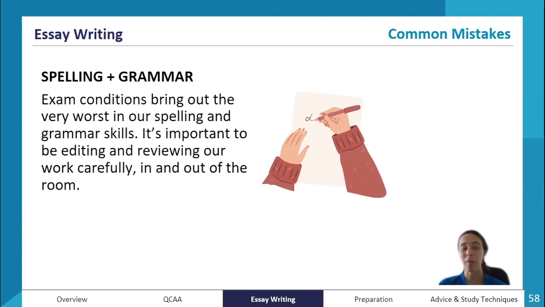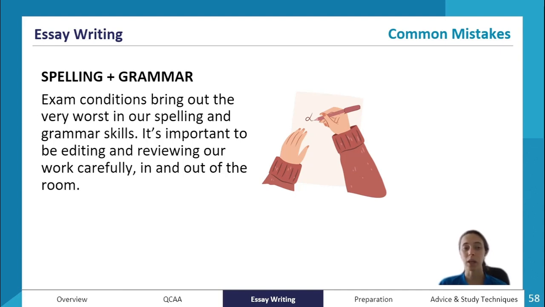Spelling and grammar. Now, exam conditions make spelling and grammar a little bit trickier than it would be when we've got all the time in the world to be checking over our work. But it's important to be editing and reviewing, even despite the time constraints that you're in, because a big part of your mark here is just the quality of your writing. So there are different approaches that you could be taking when it comes to editing.